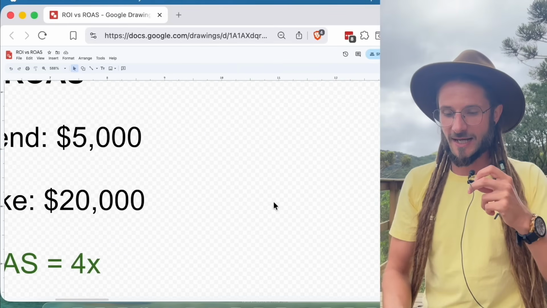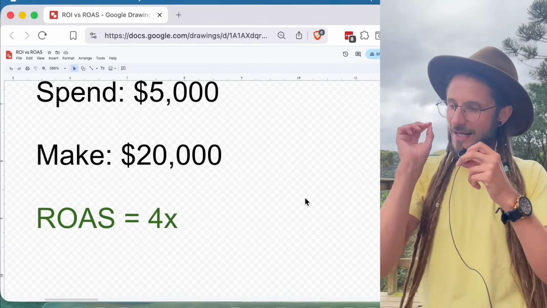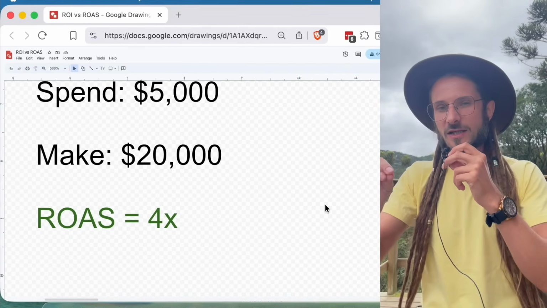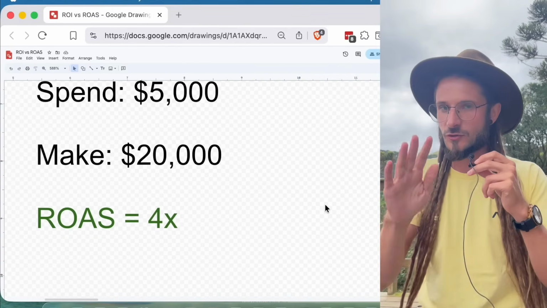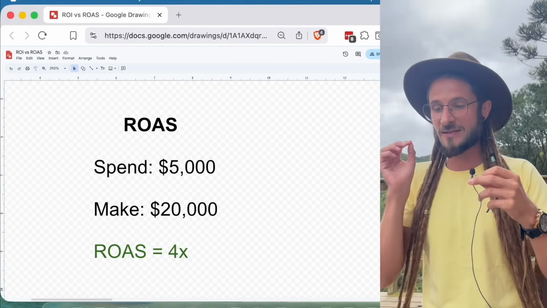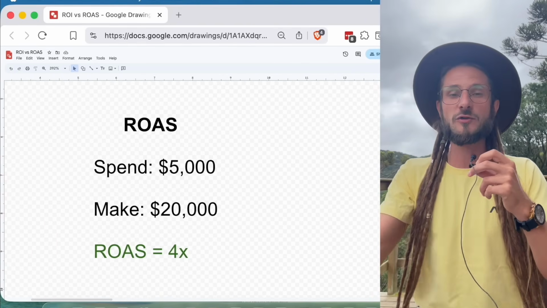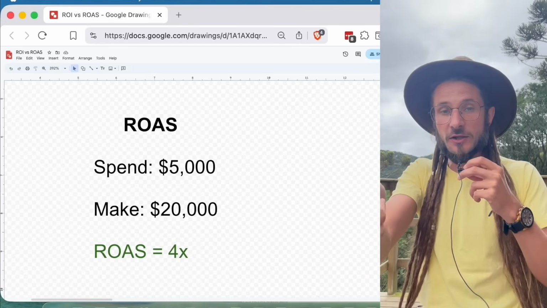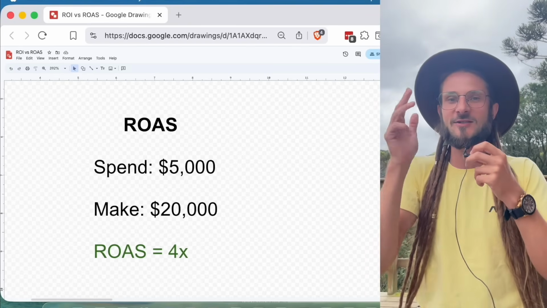Now, this looks good. 4x ROAS looks very nice, very profitable. But most advertisers stop here, guys. But this is not the final picture at all. Something I really want to draw to your attention is why it's important to understand what ROAS ignores. ROAS ignores the cost of goods, the marketing cost, the overhead, the staff.